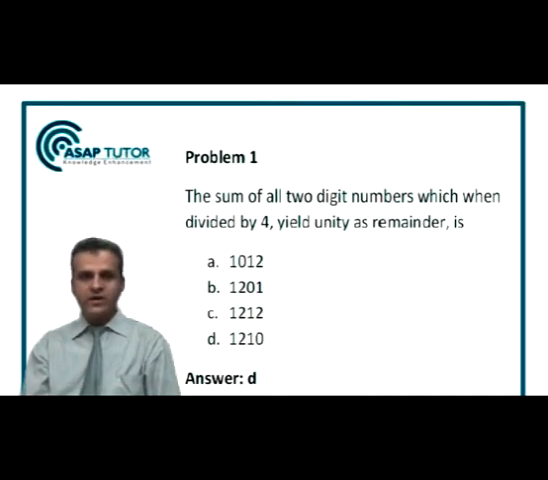In this session, we'll continue with progressions and we'll take a few problems on arithmetic progression. Now here the first one is the sum of all two-digit numbers. The two-digit number means the numbers are starting from 10 until 99. So the sum of all two-digit numbers which when divided by 4 yield unity as remainder is the given options. So it means if we take all two-digit numbers which when divided by 4 give remainder 1, and if we add all those numbers, then what will be the sum?